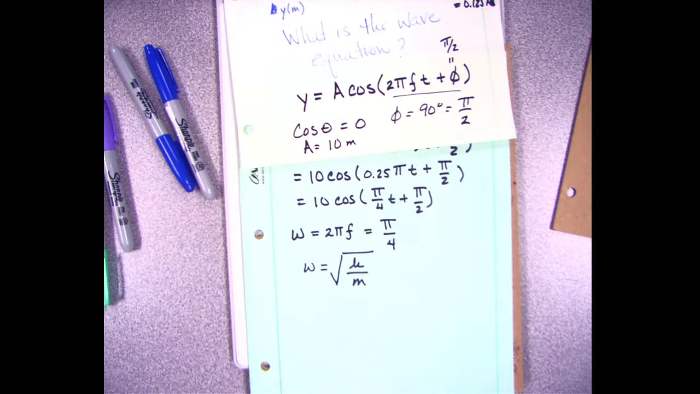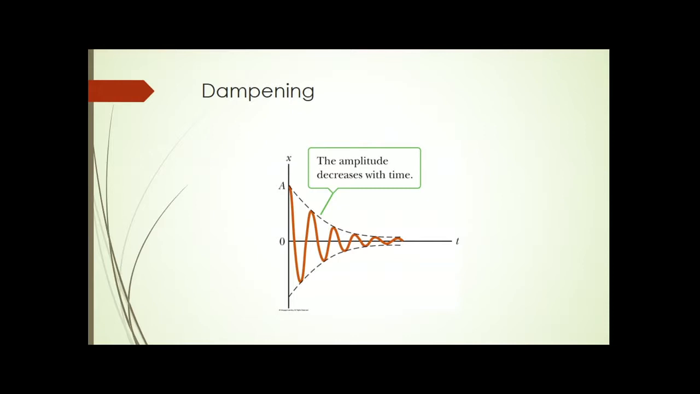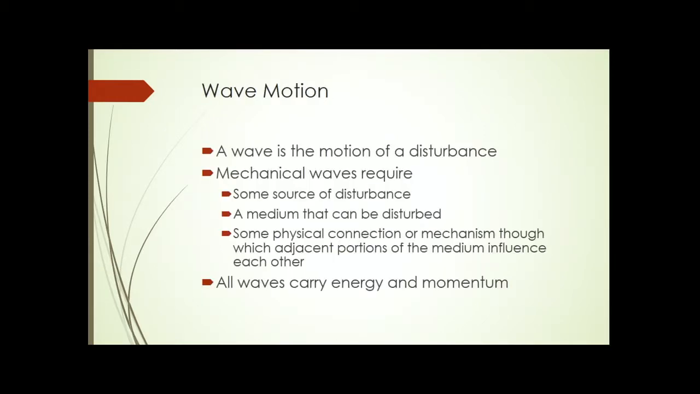Where we finished on Friday was this right here. We talked about dampening. My dampening in a system can come from some sort of friction. It could be air resistance, and I'm slowly going to reduce that amplitude, and that amplitude decreases with time. So I will actually get that dampening.